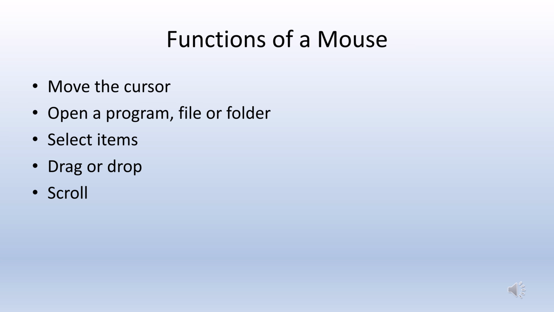Let's move on now to look at the functions of a mouse. First, the mouse is used to move the cursor. Then it's used to open a program, a file, or a folder. Then you can use a mouse to select items, to drag or drop, and to scroll.